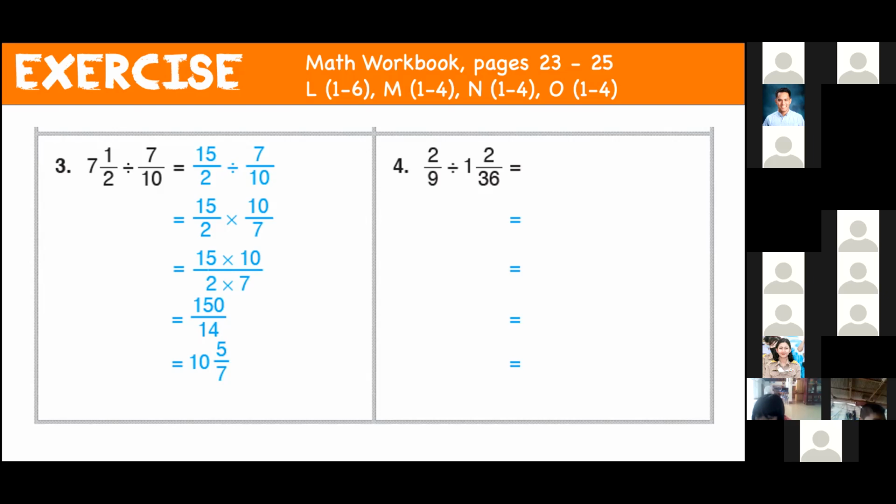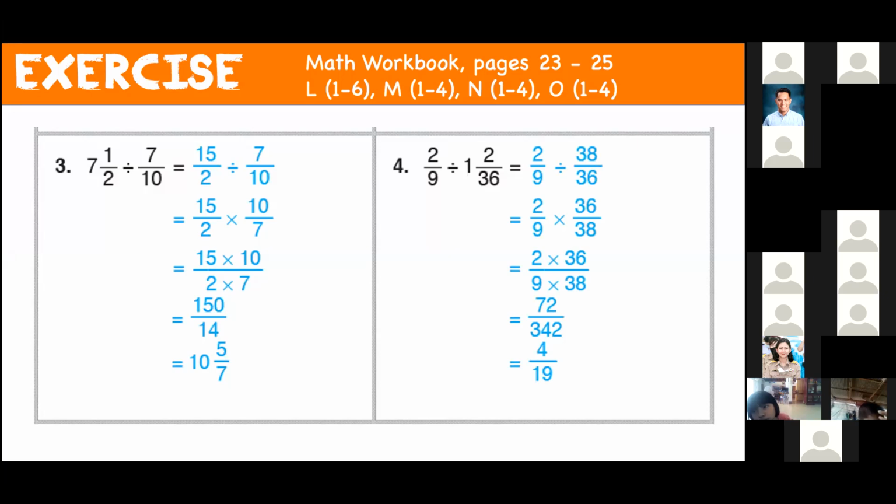Okay, for number 4, 2/9 divided by 1 and 2/36. We change first 1 and 2/36. 36 times 1 plus 2, 38/36. So 2/9 divided by 38 over 36. The reciprocal is 36/38. So this will be the answer now: 2 times 36, 9 times 38. Okay, 72 over 342. Actually, you can cancel, but the final answer now is 4/19.